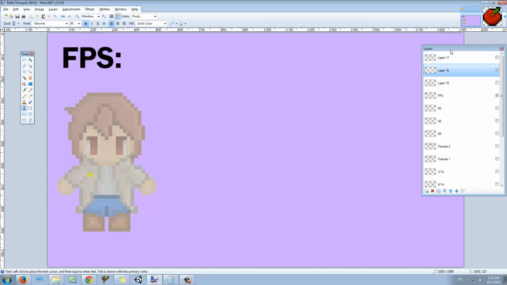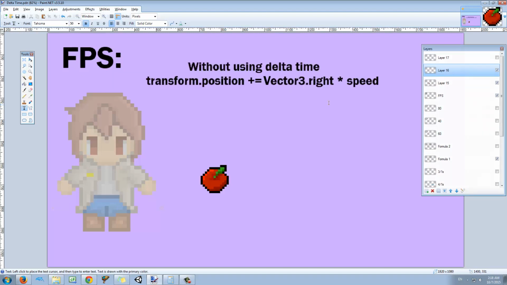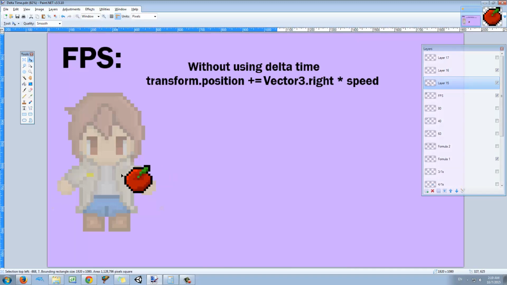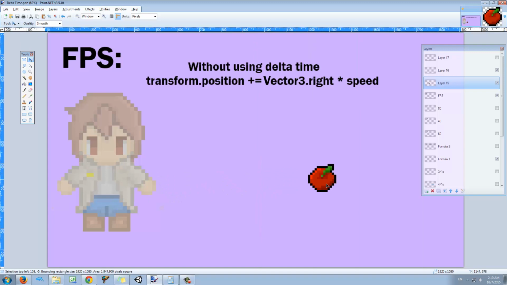Let's, for example, say we have an apple and we want to move this apple to the right with a formula. If we're not using delta time, we're just going to say transform.position plus equals Vector3.right times speed. So this is going to move to the right at a certain speed. This is happening each frame, because let's assume we put this function in our Update. So every frame it's going to move to the right. The first frame is going to move a bit, and each frame after that.